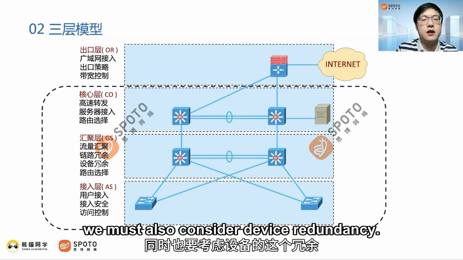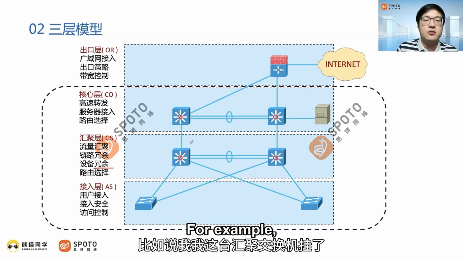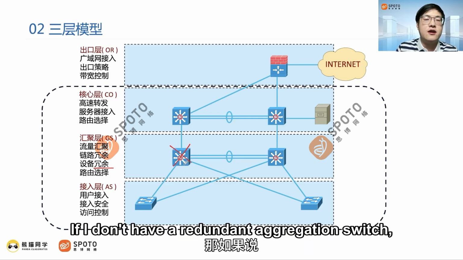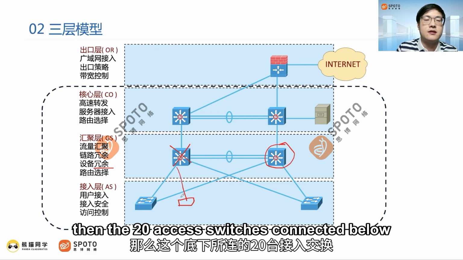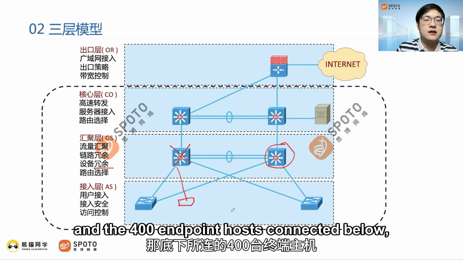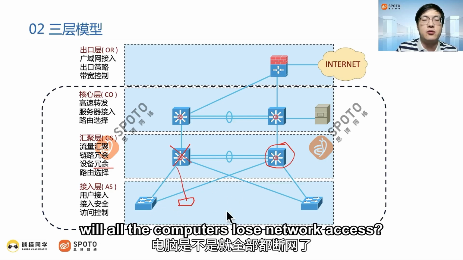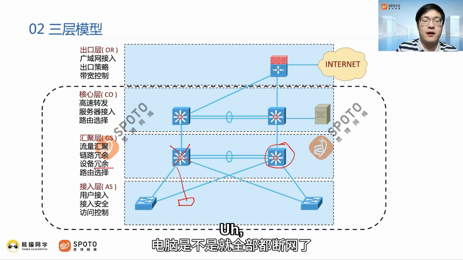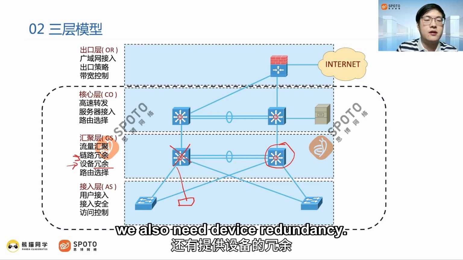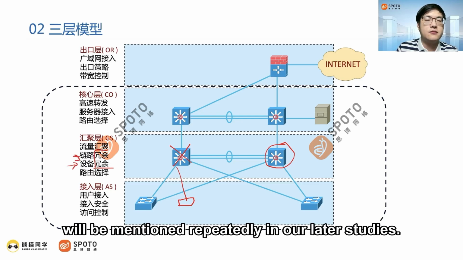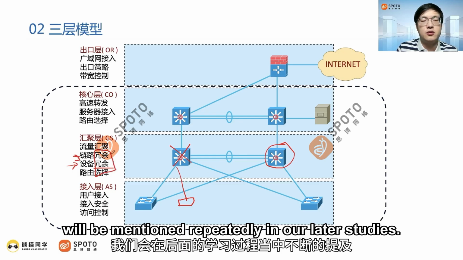Meanwhile, we must also consider device redundancy. For example, if this aggregation switch fails and I don't have a redundant aggregation switch, then the 20 access switches connected below, and the 400 endpoint hosts connected below, will all the computers lose network access? So, besides link redundancy, we also need device redundancy. This concept of redundancy will be mentioned repeatedly in our later studies.